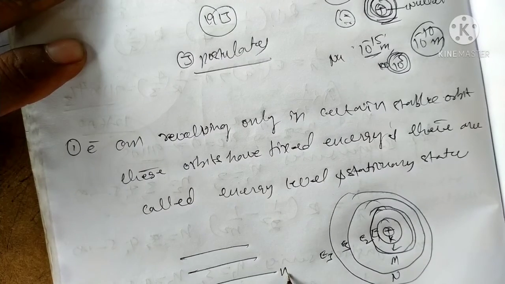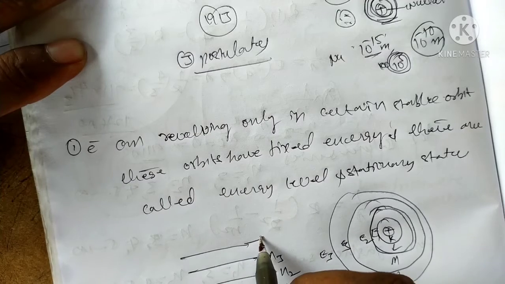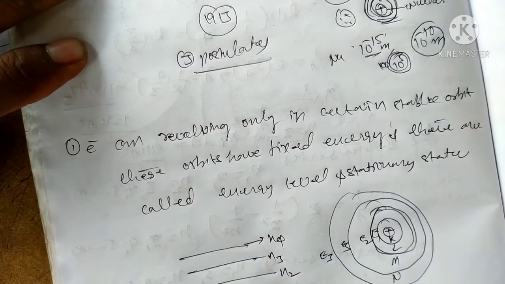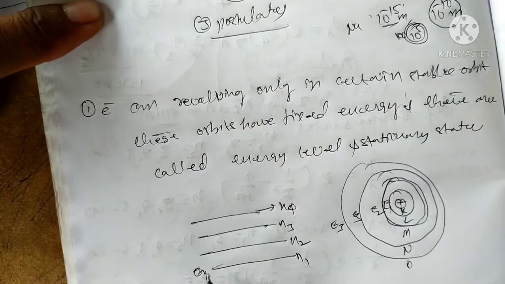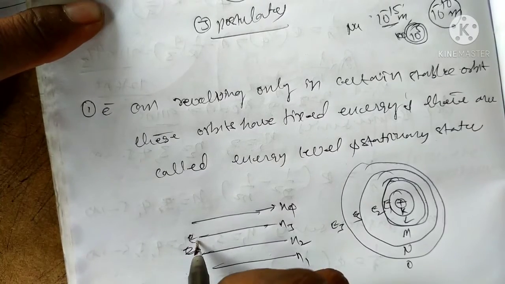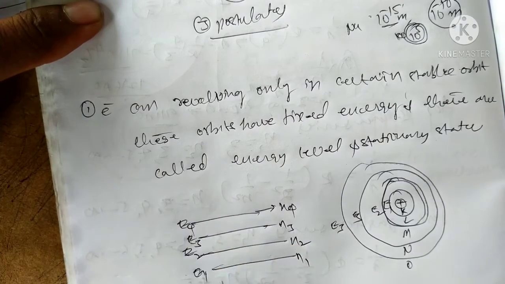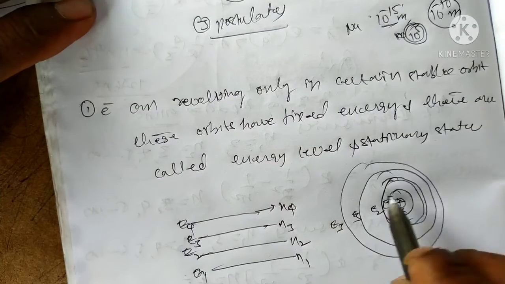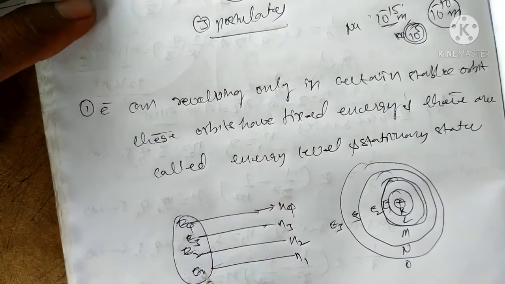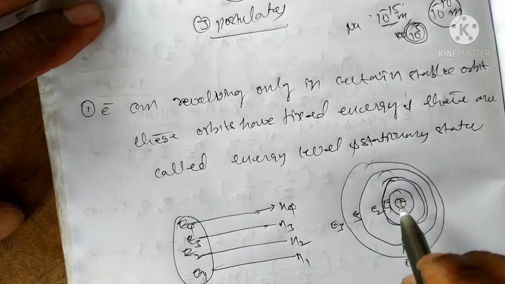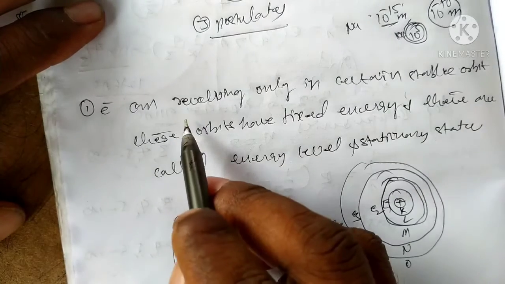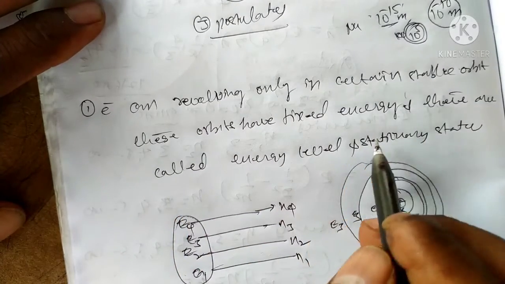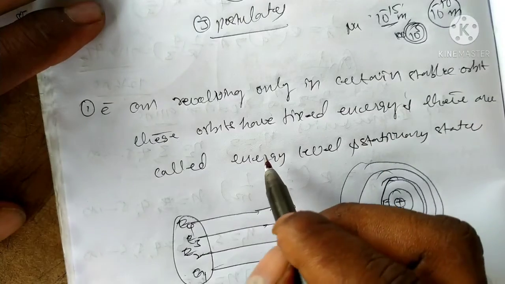The first is the ground state, then the second state, third state, fourth state. These energies are E1, E2, E3, E4, corresponding to the orbitals with respect to energy levels or energy states. Electrons are revolving in a certain stable orbit.